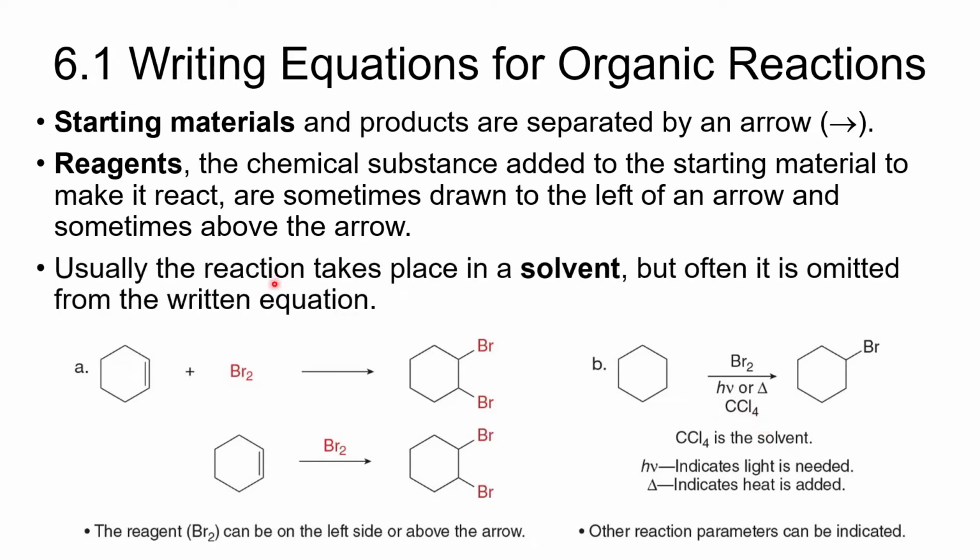All right. Usually the reaction will take place in a solvent, but sometimes that solvent is omitted unless it has a particular impact on the mechanism of the reaction. We'll see that in the next chapter, in Chapter 7, where solvent will have an effect on which mechanism happens. So here, for example, we've got carbon tetrachloride as the solvent. And then sometimes we'll have special parameters like you have to add light or heat to get the reaction to work.